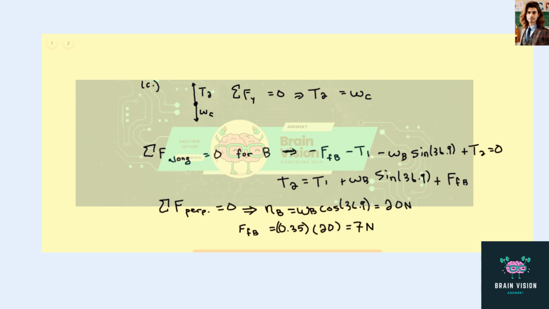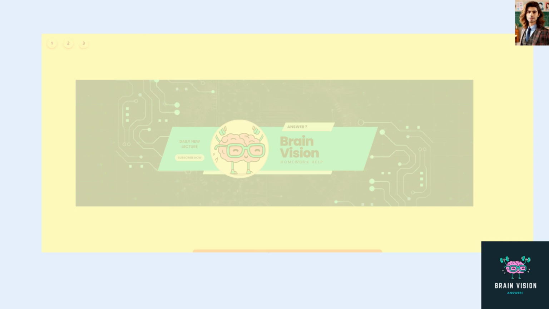So now we know T1, which we calculated in part B. We know the weight of block B. This is just sine of 36.9, and we just calculated the friction force of B. So we can solve easily for T2. And when we do that, we get 30.76 newtons. And again, this implies that the weight of C is equal to 30.76 newtons. And that's the answer for part C.